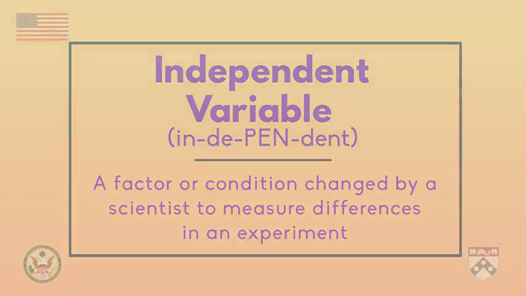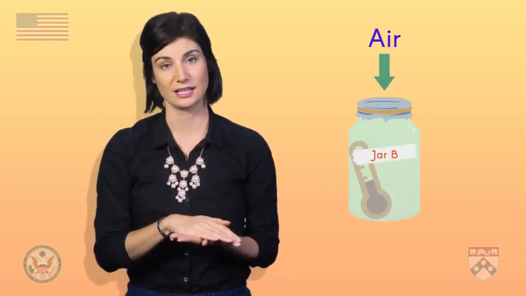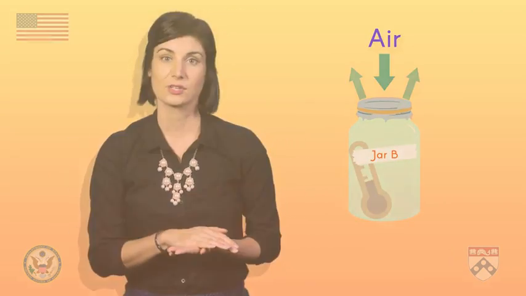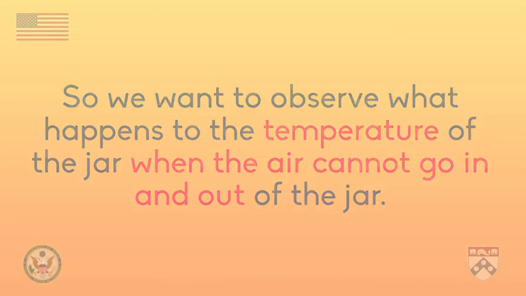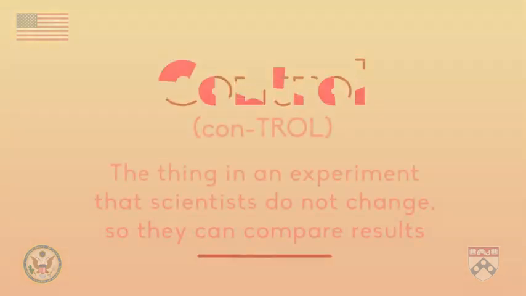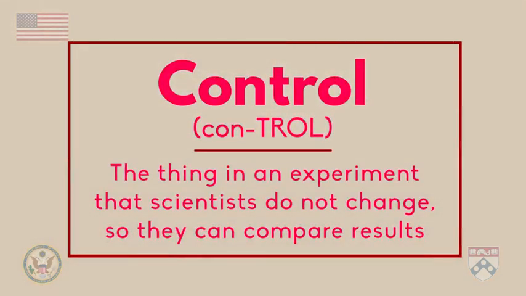So what's different here? When the jar is open, the air can flow in and out of the jar. If the jar is covered, nothing can go in or out. So we want to observe what happens to the temperature of the jar when the air cannot go in and out of the jar. And remember, Jar A will represent the Earth's atmosphere in its most basic form. It will be our control in the experiment. A control in a scientific experiment is the thing that scientists do not change so they can compare results.